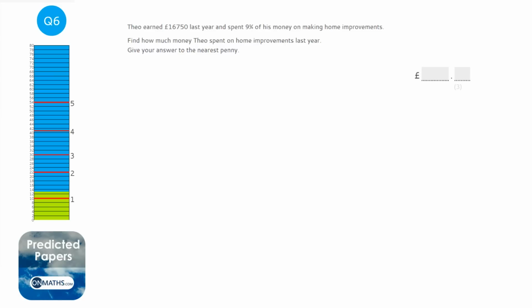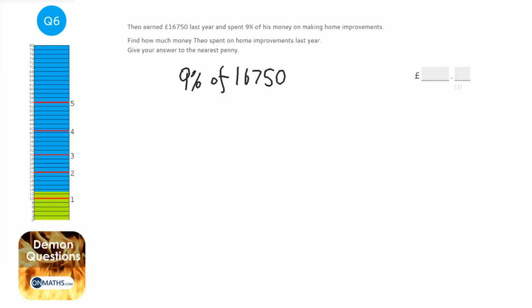Okay, so this question is basically asking you to find 9% of 16,750. Now, because it's on the calculator paper, there's a much easier way to do it using the calculator. Without a calculator, you'd work out 1%, and then you times that by 9, or work out 5% and 4% and add them together. But with a calculator, you just need to know that percent means per 100. So 9% is the same as 9 over 100.